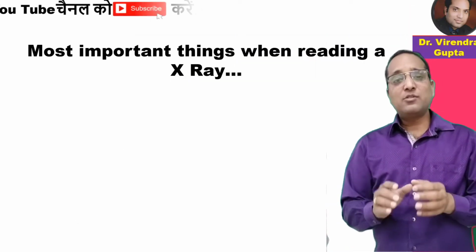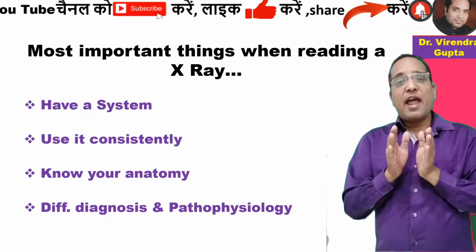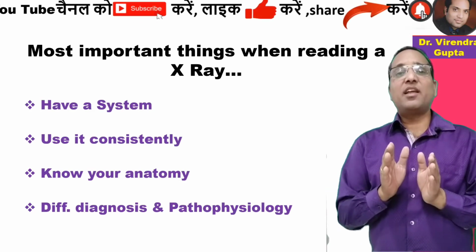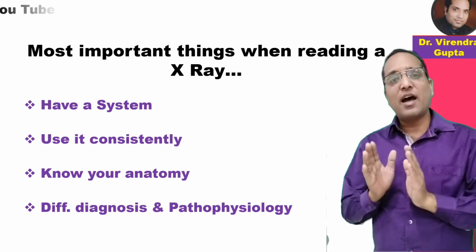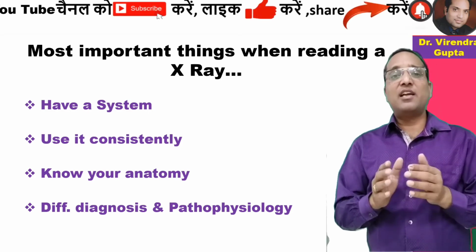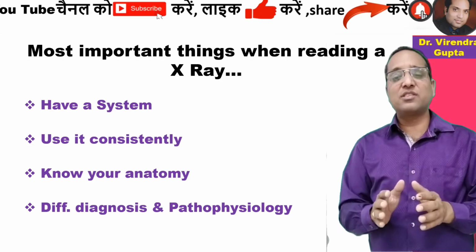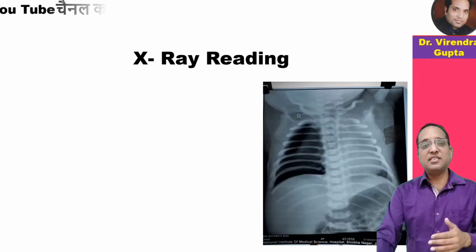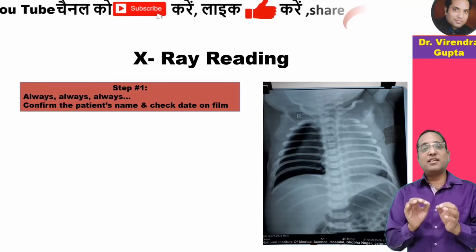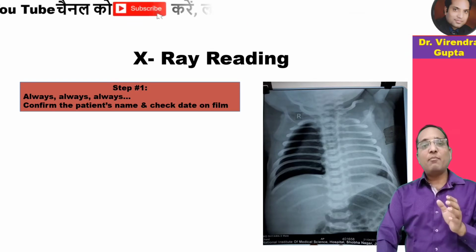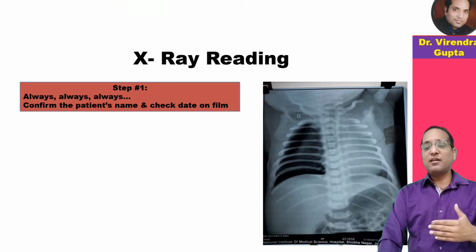the X-ray. So guys, the most important thing when reading an X-ray is that we should have a systematic approach to read an X-ray and use it consistently, and we should know the anatomy of the system as well as establish some differential diagnosis and keep in our mind some diagnosis and pathophysiology of the disease. So guys, X-ray reading is a step-by-step process where we should always confirm the patient name and check the date of the film or marking at the film.